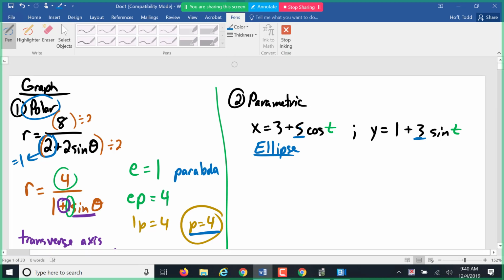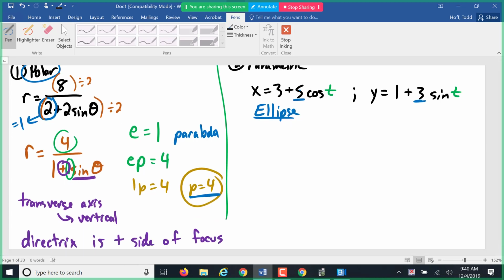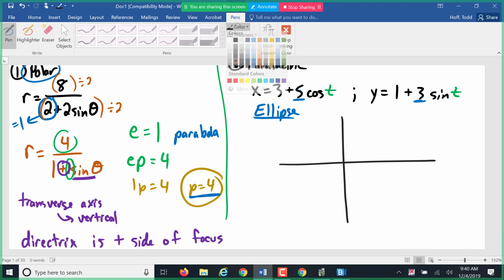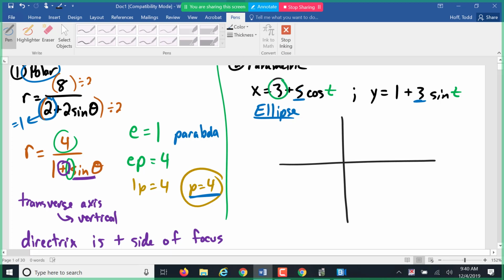Once we know that this is an ellipse, the parameters in these parametric equations give us the same information we got from our standard equations. The x-coordinate of the center is at 3. The y-coordinate of the center is at 1. So there is the center of our ellipse.